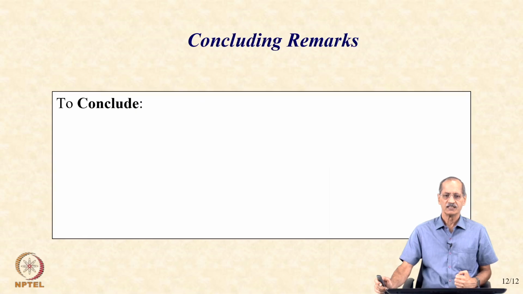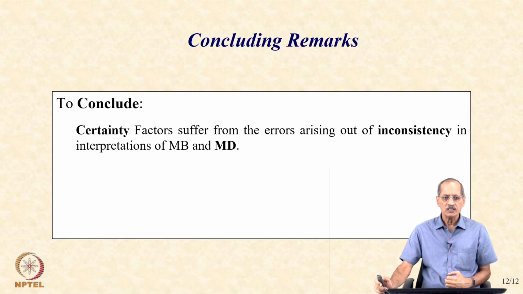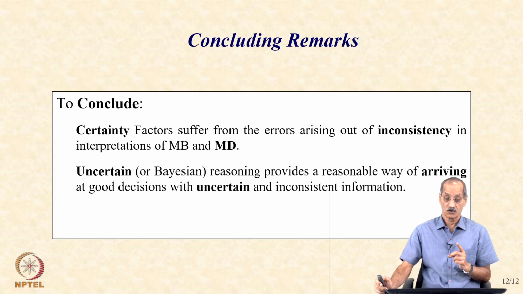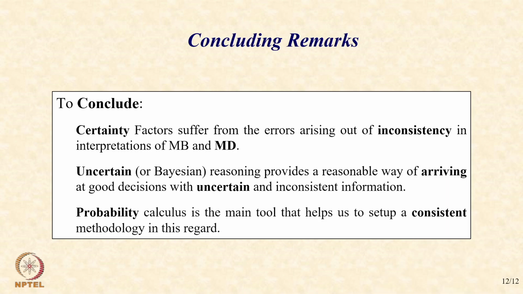So, with that we come to the end of this segment, and to conclude, certainty factors suffer from the errors arising out of inconsistency in the interpretation of MB and MD. Uncertain, or what we call Bayesian reasoning, which we will look at in subsequent sessions, provides a reasonable way of arriving at good decisions with uncertain and inconsistent information. Lastly, probability calculus is the main tool that helps us to set up a consistent methodology in this regard.